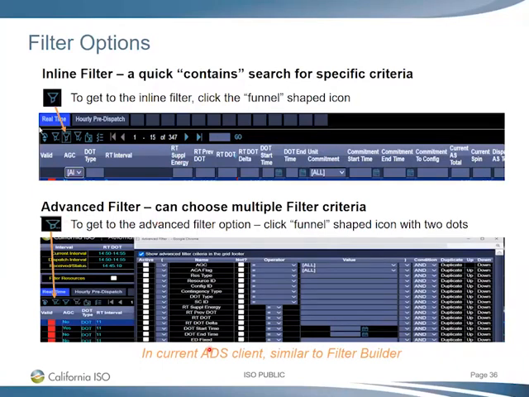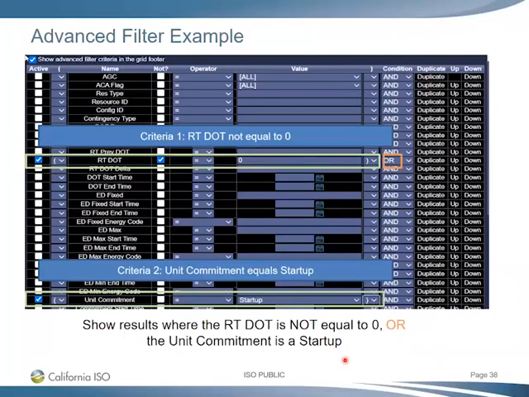Now, in the current ADS, I believe you have something called Filter Builder, and that would be something similar. You can think of it as kind of a logic-based thing. You think of your criteria, and you say if this or not this. That's similar to how this advanced filter works. So in the example, I'll talk a little bit about the display first. You would choose an active row, and then you would determine what criteria you're looking for.